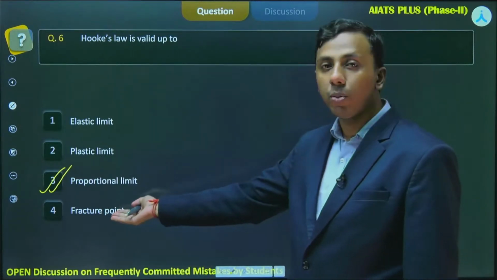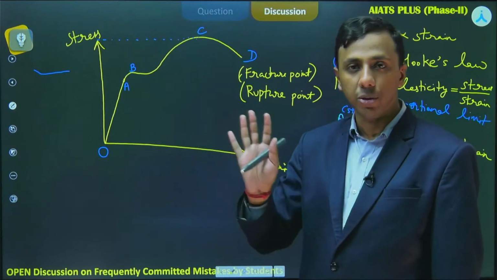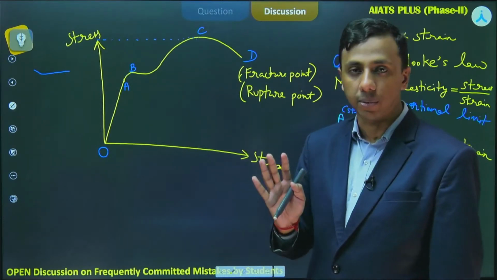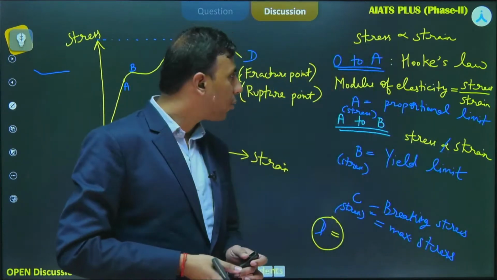okay, obviously it won't be the fracture point, right? Because once it crosses B, plastic deformation is going to happen. 100% it is going to happen. All right. And a few more points.